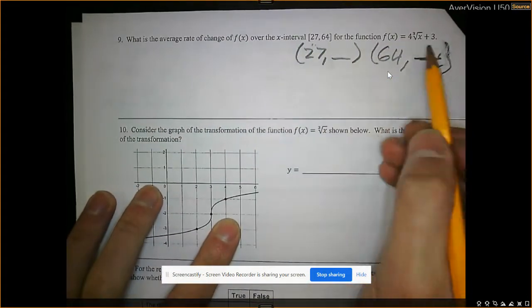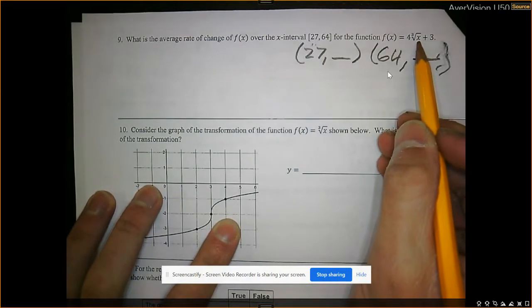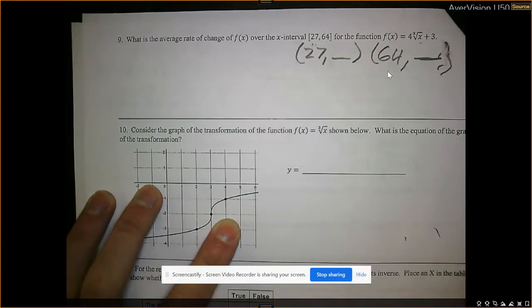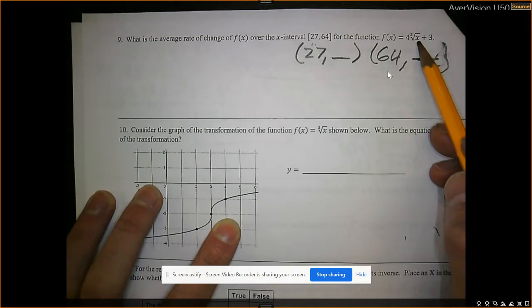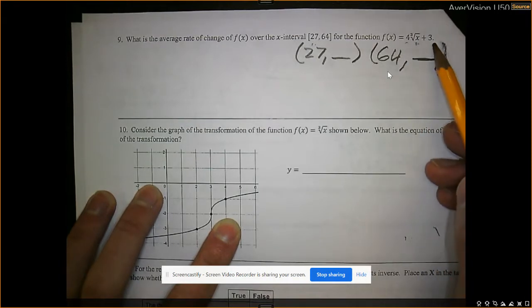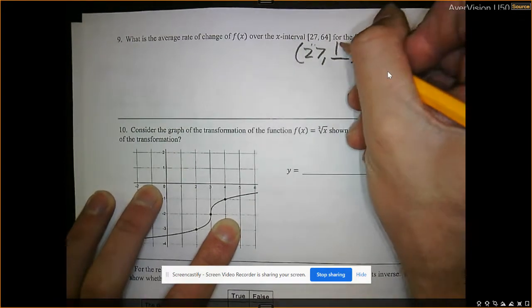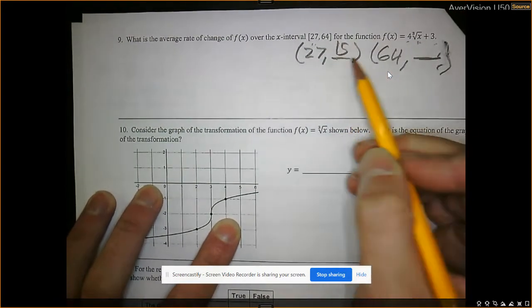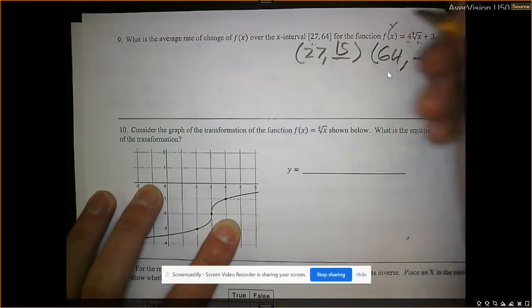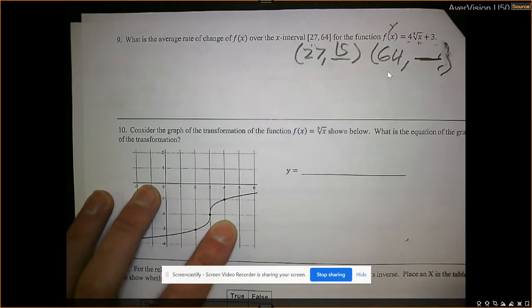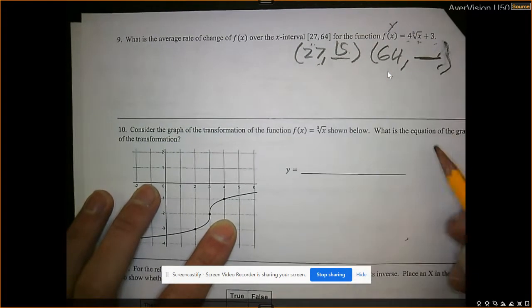All right, so when x is 27, I just plug it in there. Cube root of 27, if you don't know it, you do it in your calculator. 27 to the 1/3 is 3. 4 times 3 is 12. 12 plus 3 is 15, so I get 15 for my f of x. Well, f of x is just a fancy way of saying y. Okay, I get 15 for my y when my x is 27.